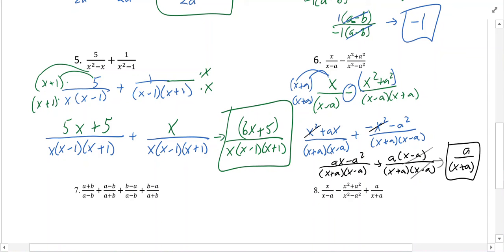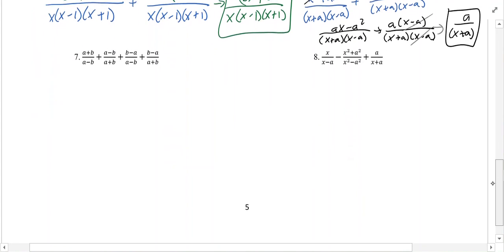Now remember, you always want to make sure it's fully factored, or factored completely. Here, they both have a GCF of a in the numerator. So you factor out that a, and you're left with x minus a. Since you have the quantity x minus a in the numerator and in the denominator, those two can cancel out. So your final answer is a over x plus a.